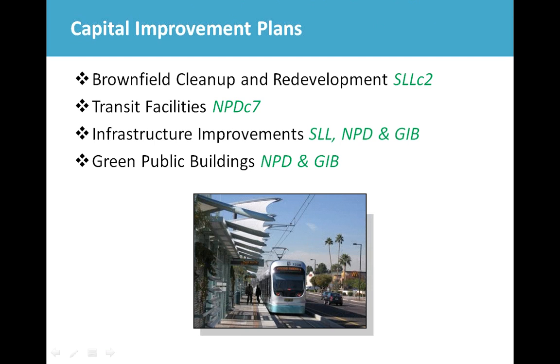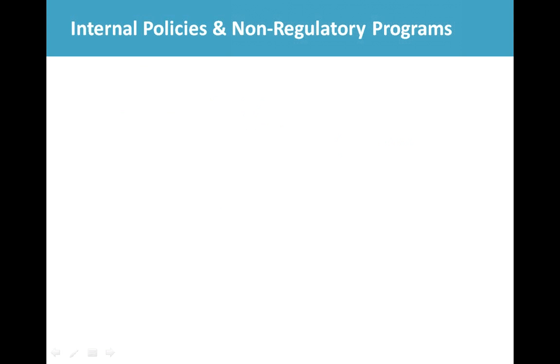In these cases, it can amend its capital improvement plan to accommodate the improvements using LEED criteria associated with public infrastructure, facilities, and services. These capital improvement plan strategies include prioritizing brownfield cleanup and redevelopment, improving transit facilities, providing infrastructure improvements, and encouraging green building techniques in public buildings. In addition, local governments can establish internal policies and employ non-regulatory programs to encourage sustainable neighborhood development.